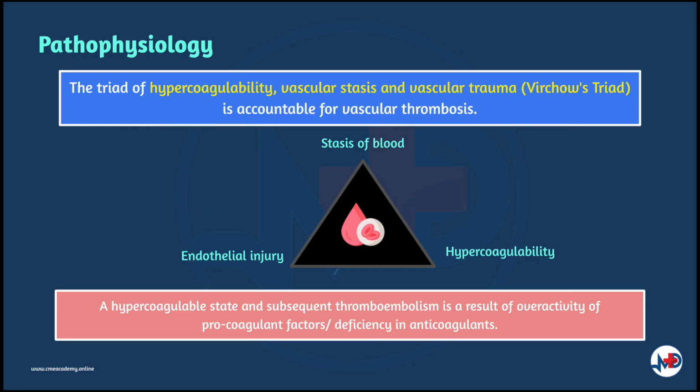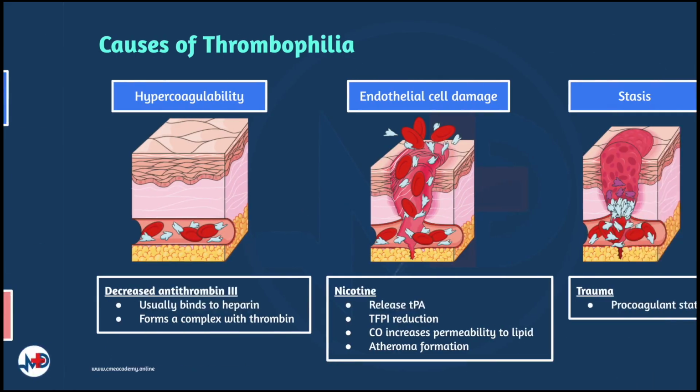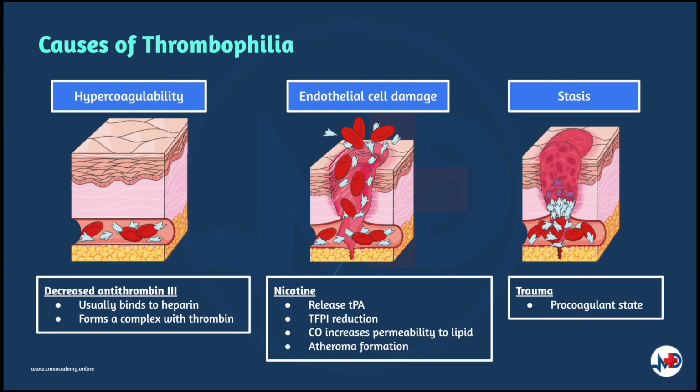Next, let's understand how thrombophilia is caused. The triad of hypercoagulability, vascular stasis, and vascular trauma, or Virchow's triad, is accountable for vascular thrombosis. A hypercoagulable state and subsequent thromboembolism is a result of overactivity of procoagulant factors or deficiencies in anticoagulants. Here are some examples of causes and how it leads to thrombophilia. Firstly, antithrombin 3 deficiency, where antithrombin 3 binds to heparin on endothelial cells and forms a complex with thrombin and thus inhibits coagulation.